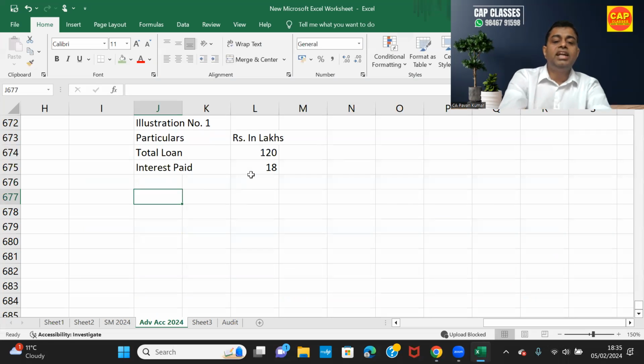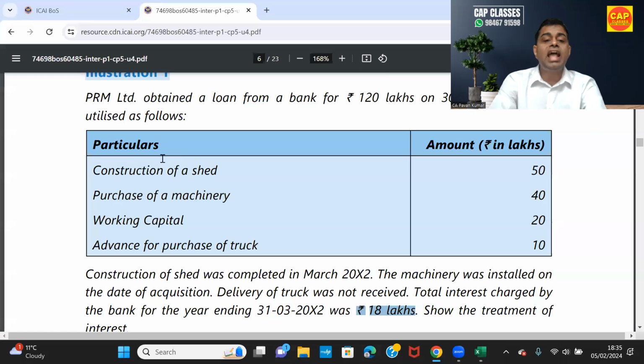Now the question is, can this 18 lakhs interest be capitalized? Wait, hold on. This interest can be capitalized only if the asset for which it is used is a qualifying asset. For which is this 120 lakhs used? Construction of shed. Now you tell me, Devika, do you think construction of shed is a qualifying asset? Yes, sir. It can be a qualifying asset.